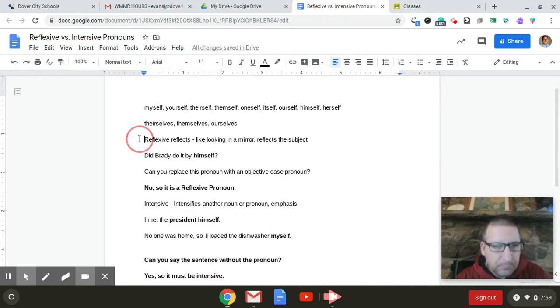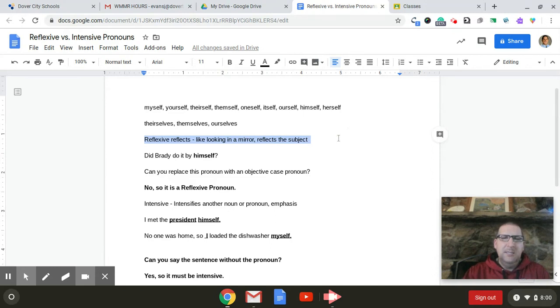So remember, reflexive reflects. It's like looking in a mirror, right? What do you reflect? You see yourself or self. And so it usually reflects the subject. So there's a subject, they say the sentence, and then it's reflected later on in the sentence. An example here would be, did Brady do it by himself?